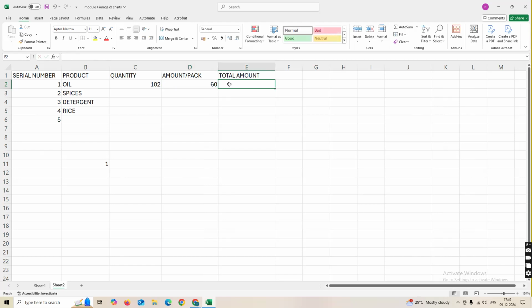Can we calculate the total? So we'll apply the formula here, right? Yes, we can make the formula 102 times 60, right? 60 is the per pack price, amount per pack, and this is the total amount. Now, how much quantity is this? Is this quantity purchased? I'm just mentioning it in brackets.